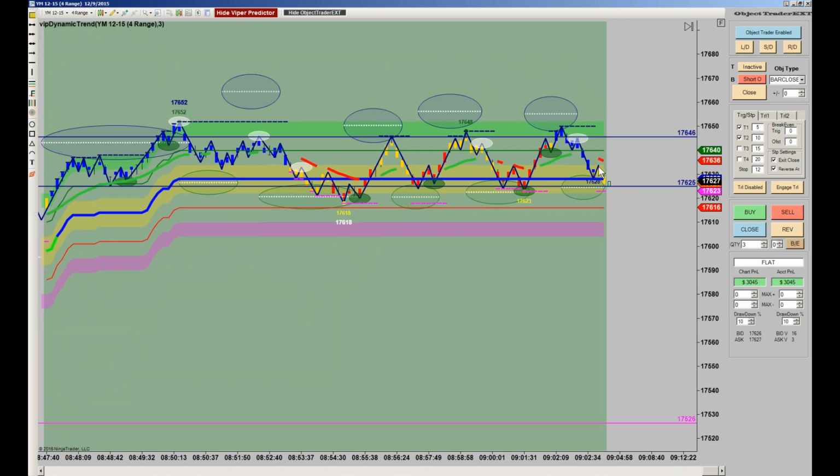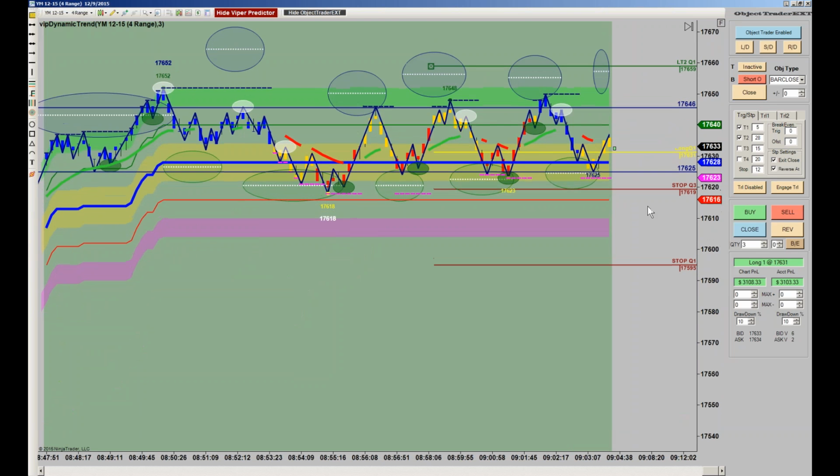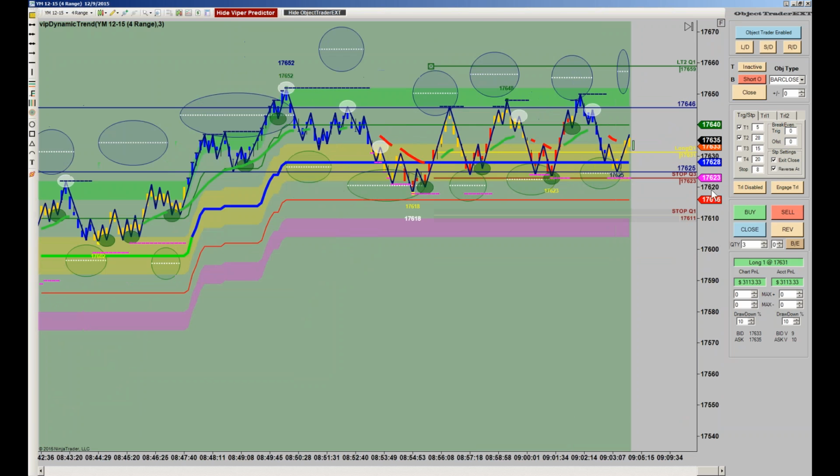Got a lightning swing right here. Takes that out. Wow. It's like taking candy from a baby. Stop's going to be right there.